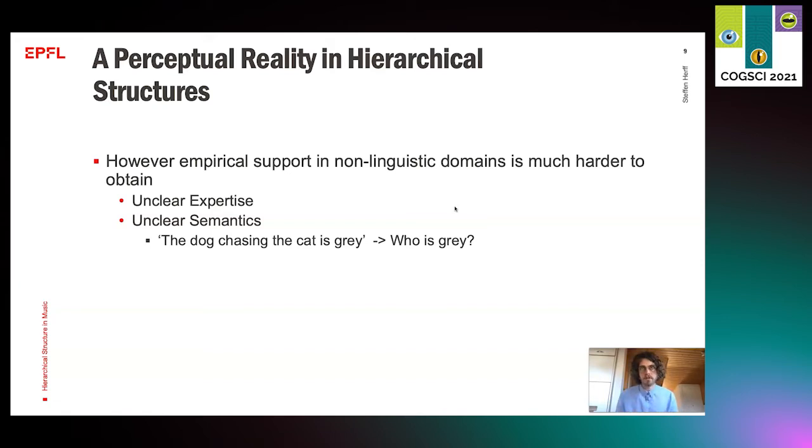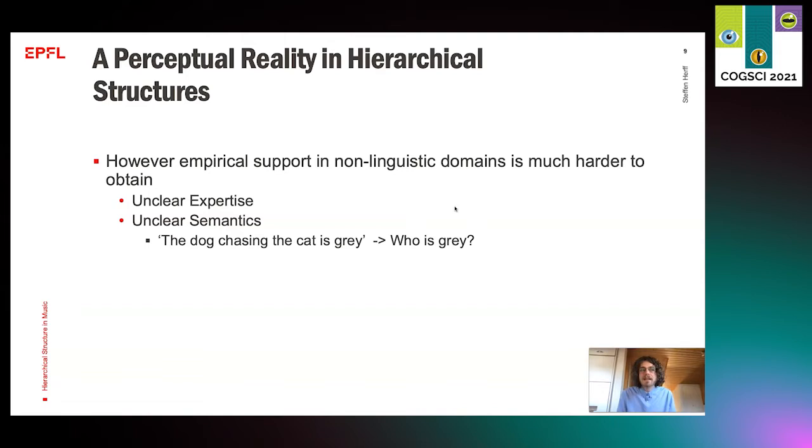Now, the question remains: this is nice from a theoretical perspective, but is there actual perceptual relevance to these structures? Testing perceptual relevance in a non-linguistic domain is far from trivial, and the reasons for this are twofold, at least. The first one is a question of expertise. In terms of language, we know that most people are fluent in at least one language, and language has a high cultural as well as evolutionary pressure. So it's being used on a day-to-day basis. There's a lot of practice, and we can assume that the general expertise in utilizing a language is relatively high in our population.